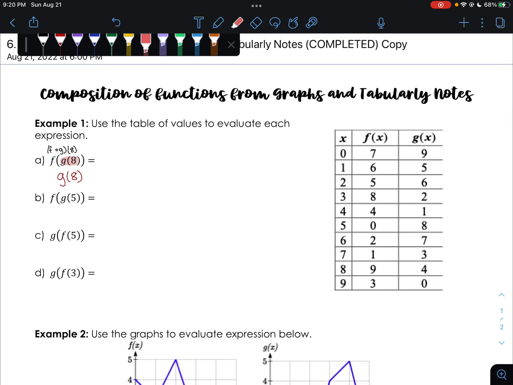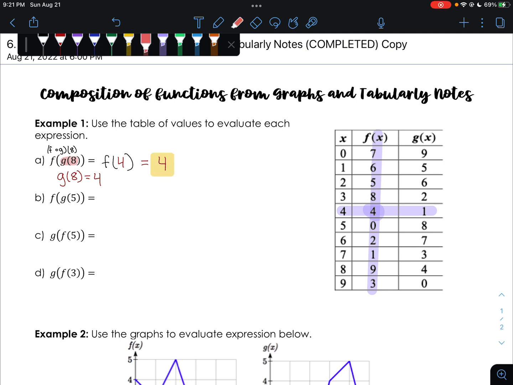So I go over to my table, I find where 8 is, and I make sure that I look where g of x is, and the point that intersects is 4. So g of 8 is equal to 4. Now that I know that, I substitute it in for f of g of 8. So that would be f of 4. I find 4, I find where f is, and I look for where they intersect, and they intersect at 4. So f of 4 equals 4. Therefore f of g of 8 is equal to 4.